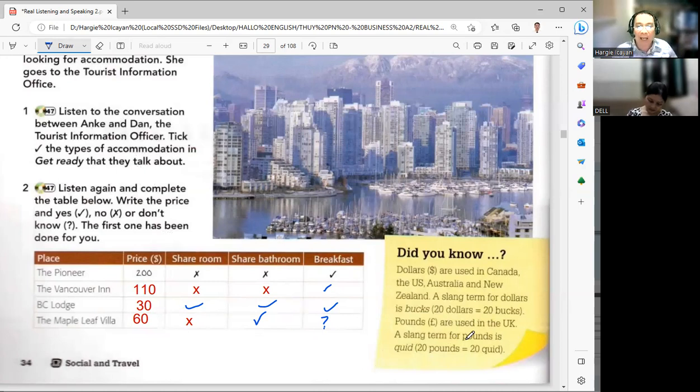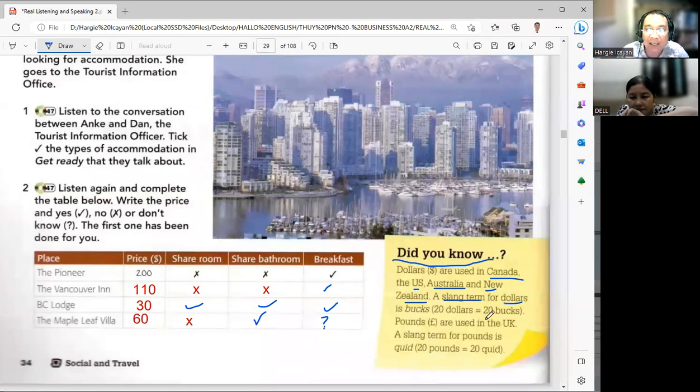Now, let's try to understand. Did you know, Tuy, that dollars are also used in Canada, the US, Australia, and New Zealand? They use the same currency, which is dollars. A slang term for dollars is buck. That's why we heard them mention bucks: 200 bucks, 110 bucks, 30 bucks, 60 bucks. It's the same as dollars.